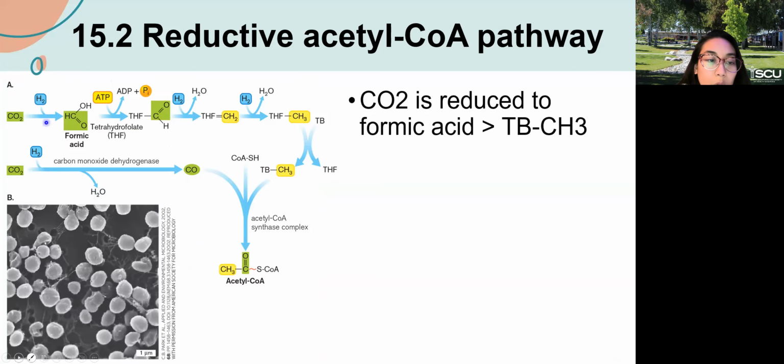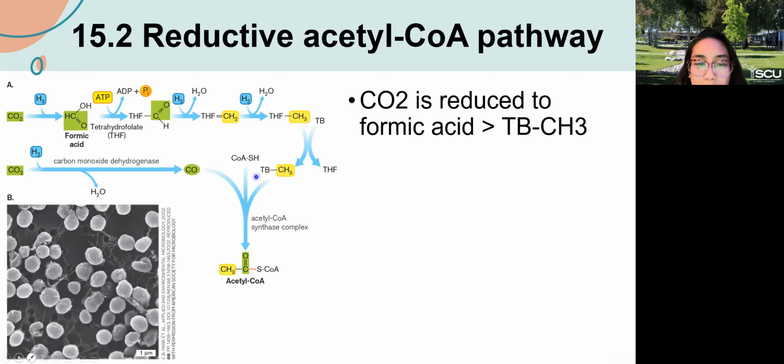So we get CO2. Okay, so it's getting CO2 from the air, the bacteria, and they're going to reduce it to this compound called formic acid. So basically they get CO2 and they combine it with some hydrogen and they form formic acid. Okay, that's weird already.